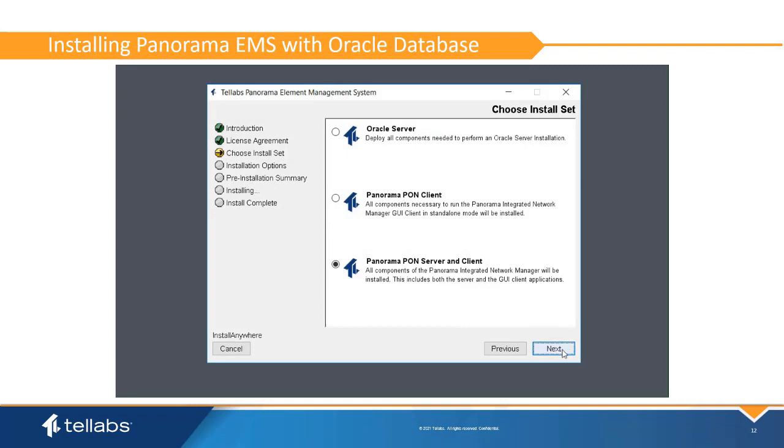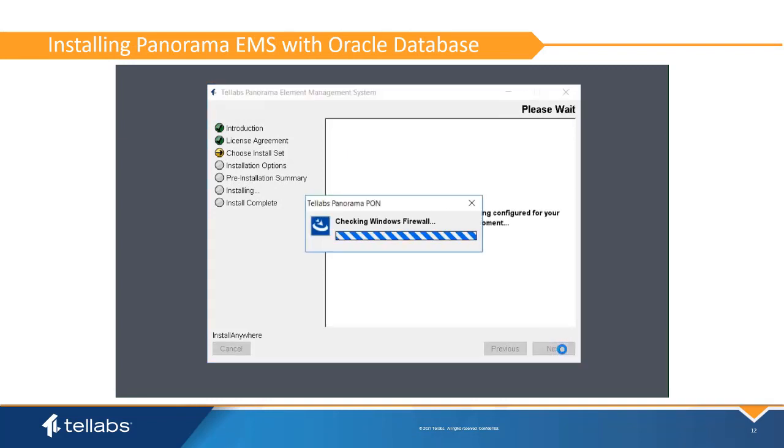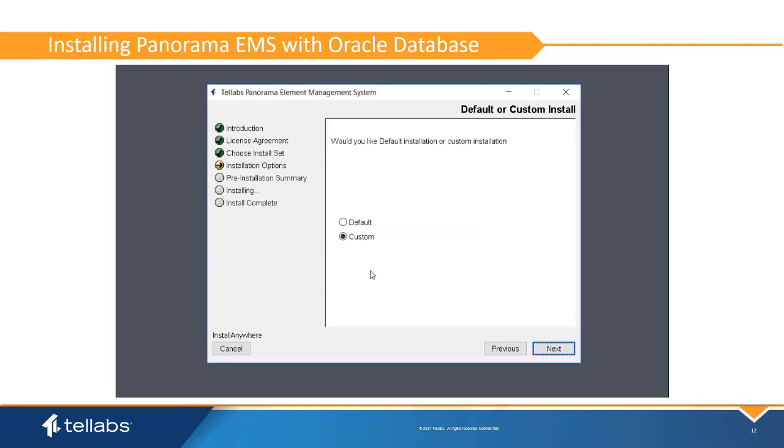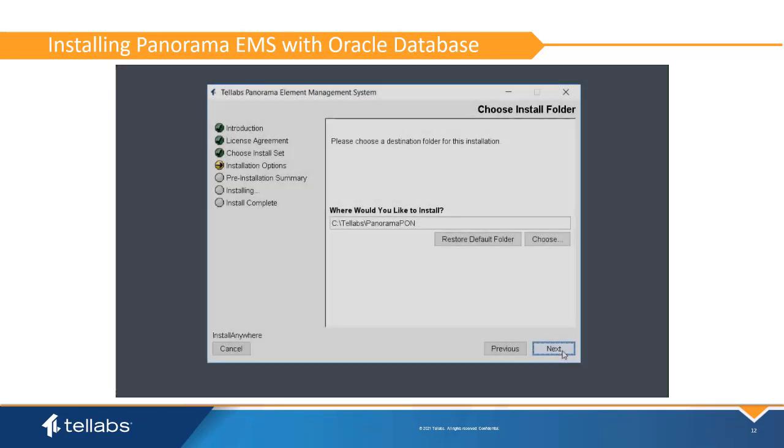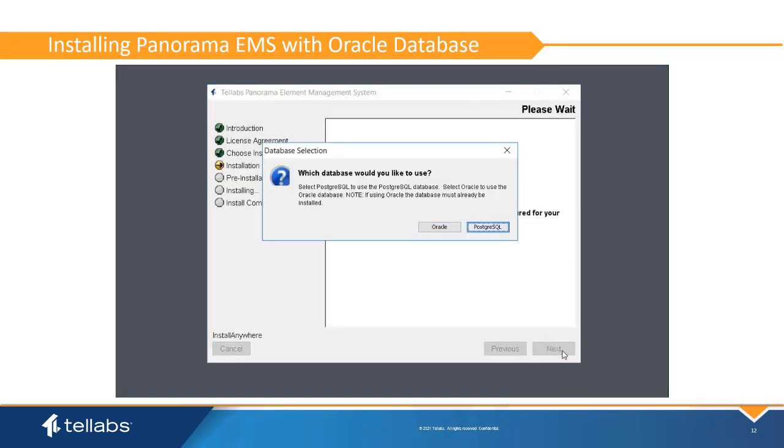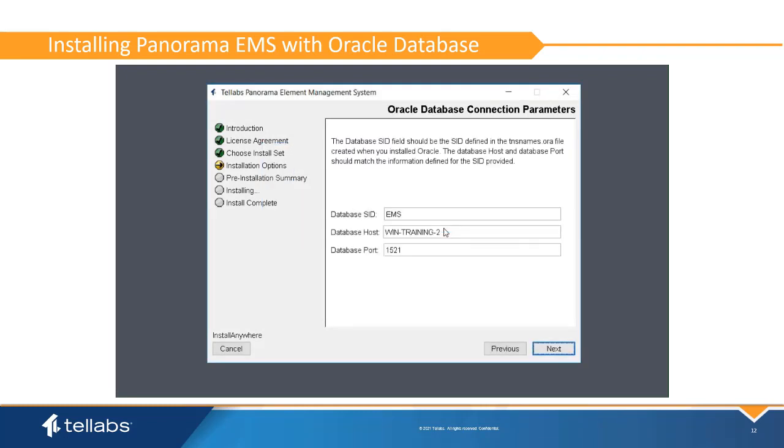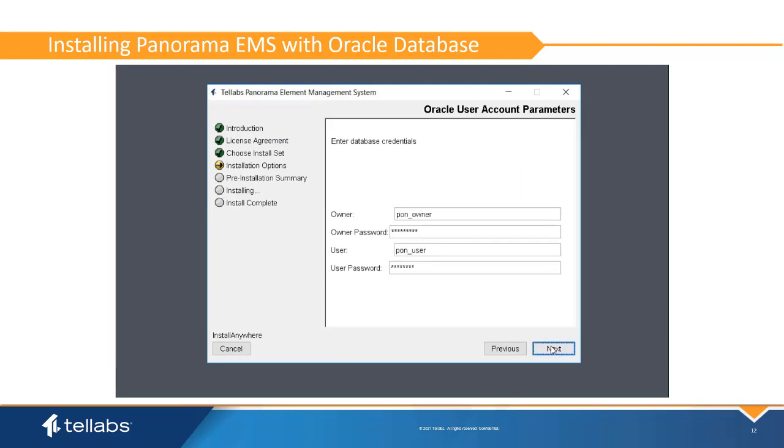Once Oracle has been installed, the Panorama EMS software can then be installed. Use a custom install when using the Oracle database. When prompted for the database, select Oracle. Select the defaults in the Oracle Database Connection Parameters dialog. In the Oracle User Account Parameters dialog box, select the defaults or enter other values as needed.